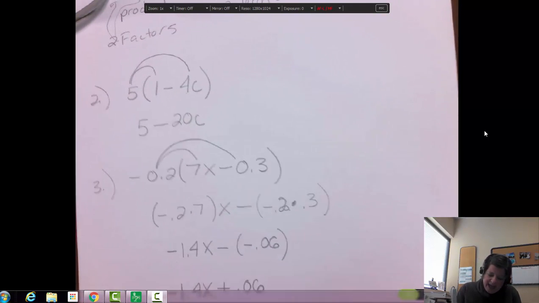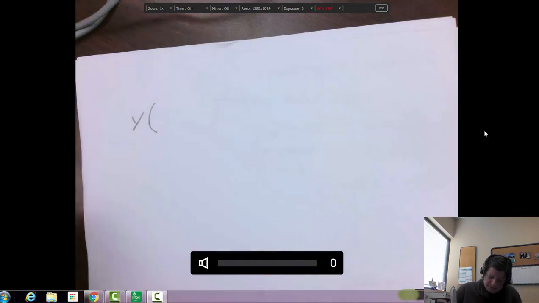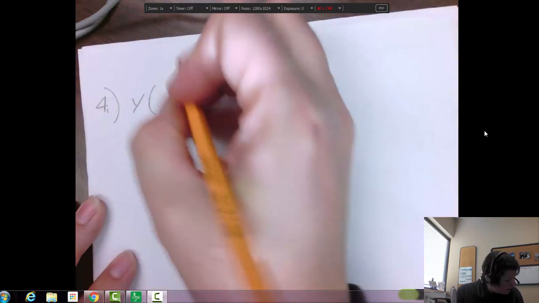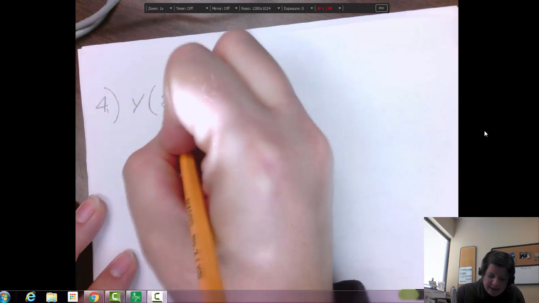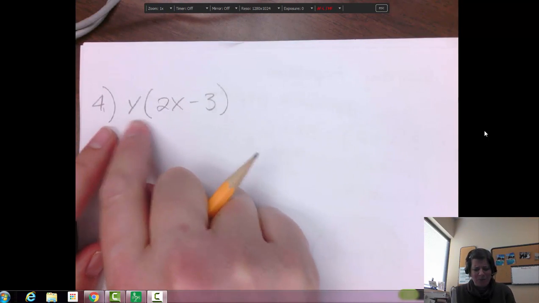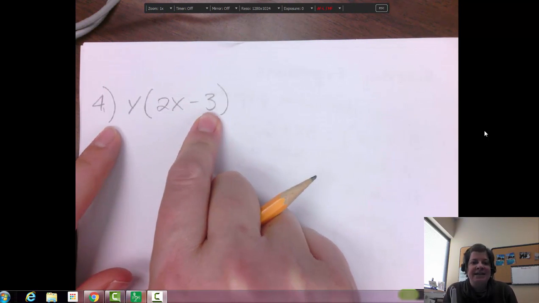Okay, so let's look at one that has variables. What if I have y times 2x minus 3? This is my fourth example. So this one, they have a y. What do I do with the y when I want to times it and expand it?